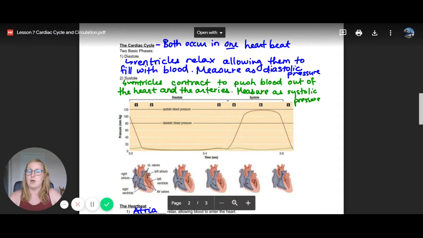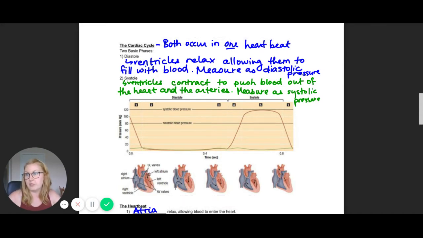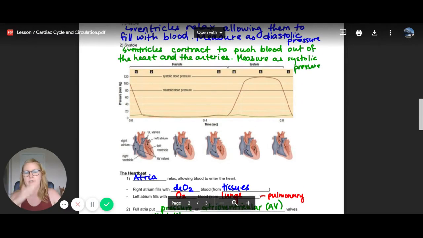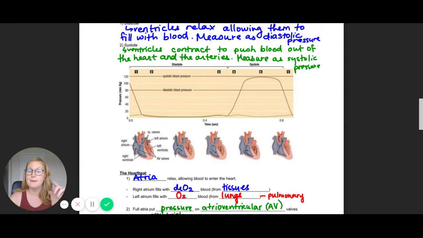So you're going to see that the diastolic is a really low pressure, right? That's when the ventricles are not contracting, so that makes sense. Then suddenly the ventricles start to contract, and we see the systole phase beginning. And here we're going to have a really high pressure, okay? So I go through these steps, and you'll notice that they match up here with 1, 2, 3, 4, and so forth, up to 5, and then it will repeat again for the next heartbeat, okay? So this is all happening within one heartbeat.